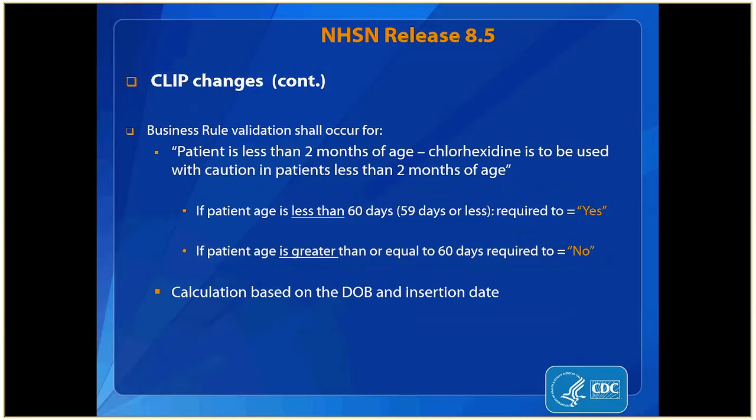Additional changes for the business rule, which will occur for version 8.5, apply if a patient is less than 2 months of age or 60 days. Chlorhexidine is to be used with caution in patients less than 2 months of age. If the patient is less than 60 days, or 59 days or less, the required field is to be yes, and if the patient is greater than or equal to 60 days, it's required to be no. This is based on the date of birth and insertion date.